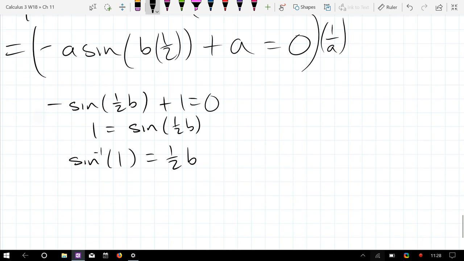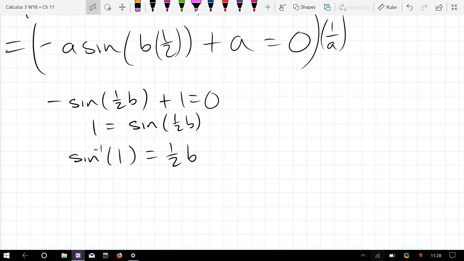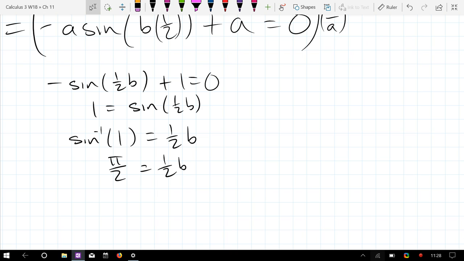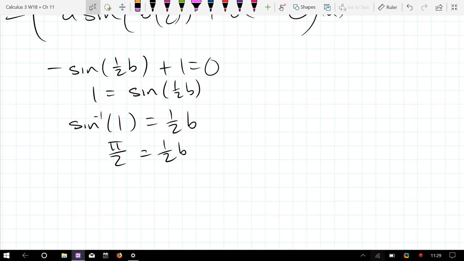What is sine inverse of 1? Pi over 2. It is pi over 2. You could do this without inverting sine up above if you know sine of pi over 2 is 1. So you can do this without inverting sine as well. So multiply by 2, we got pi equals b.